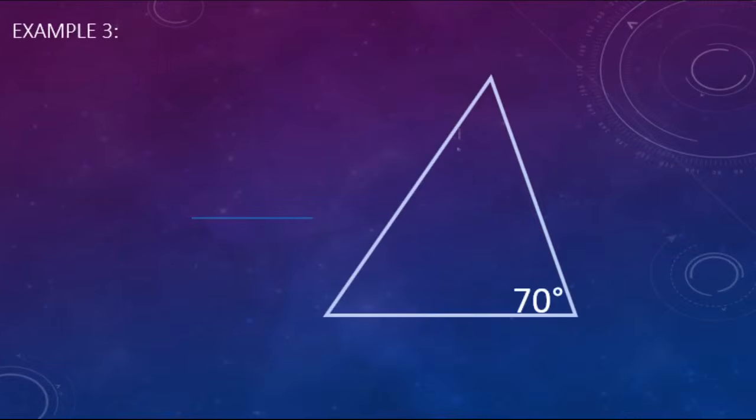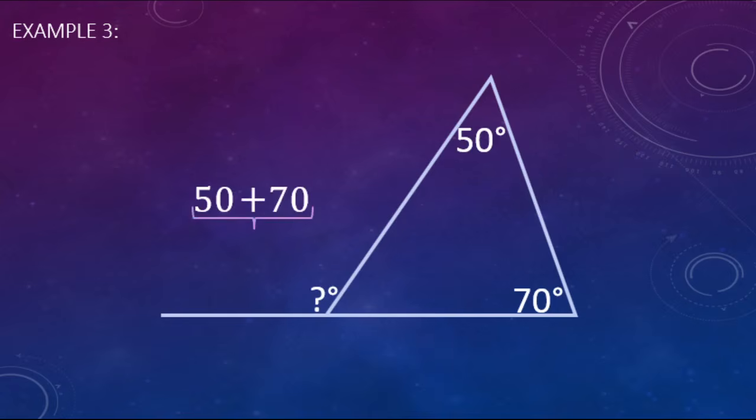All right, quick example of this. So we know these two interior angles are 50 and 70 degrees. We're trying to find the exterior angle on the other side of the triangle there. We're simply going to add up the two non-adjacent interior angles. So 50 plus 70, that does make 120 degrees. And it's that simple.